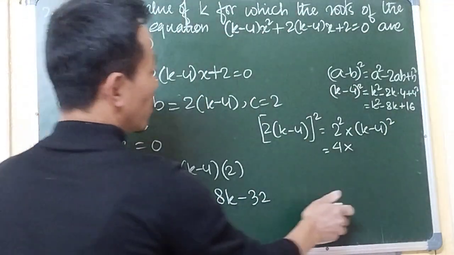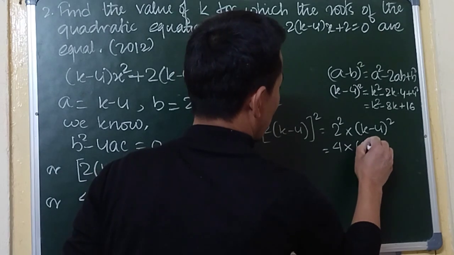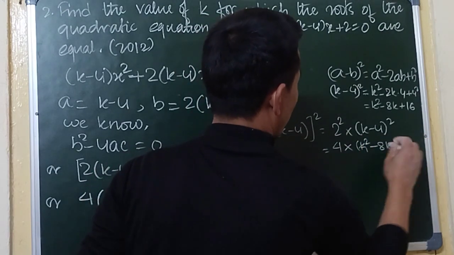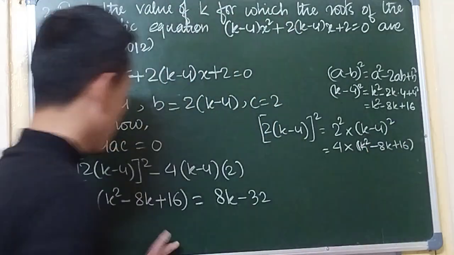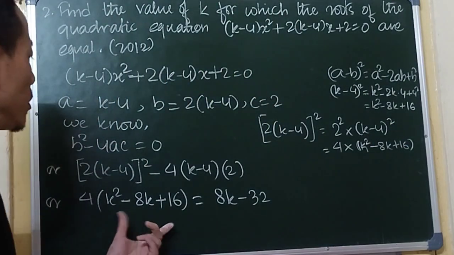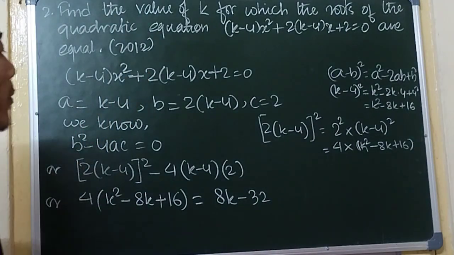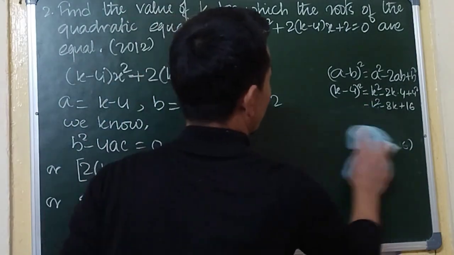So this becomes k square, 4 into 2 becomes 8, so 8k here, and plus 4 square becomes 16. Therefore this term will be 4 times (k square minus 8k plus 16). That's how we have expanded this equation on the left hand side. So on the right hand side we have 8k minus 32. So let's simplify the equation further. I hope this one is clear now.